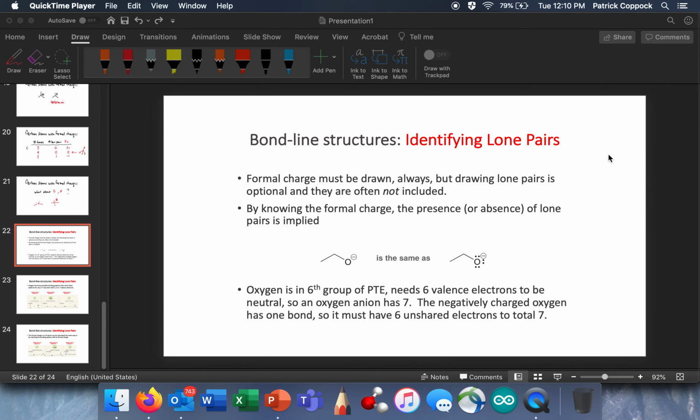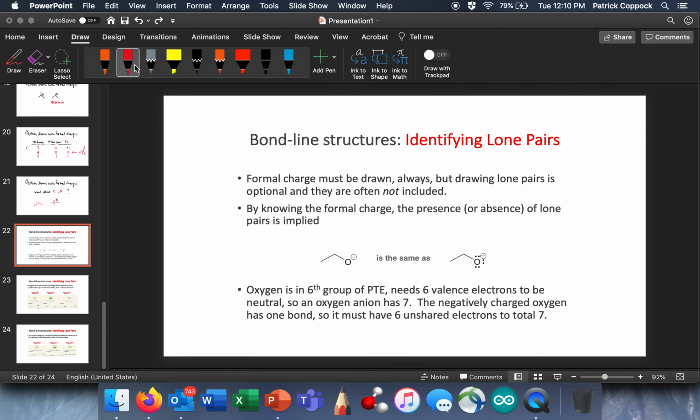Okay, so we find that we can save a ton of trouble by using line bond structures, a ton of trouble. But there are some shortcuts we really do not want to take. For example, we do not want to ever miss the formal charge, because that's like a big red sticker in your problem, right? There's a big red sticker right there. And that's telling you what's going on with the organic chemistry reaction, right? So formal charges must always be drawn, but lone pairs are not always included.